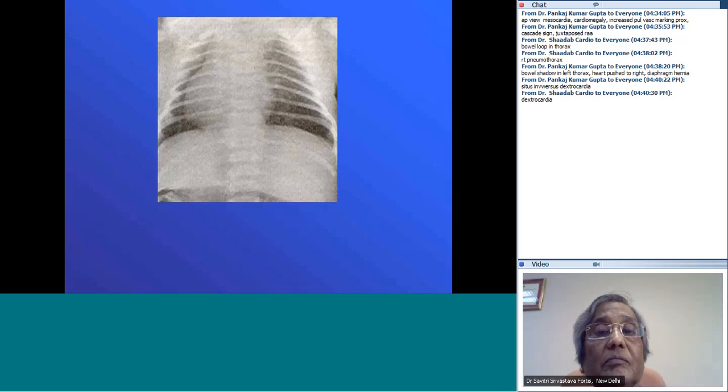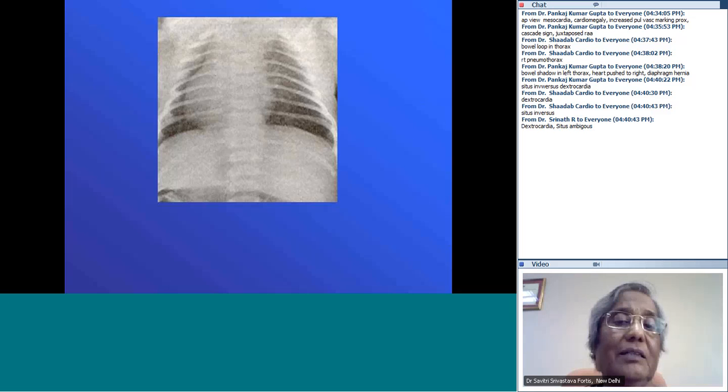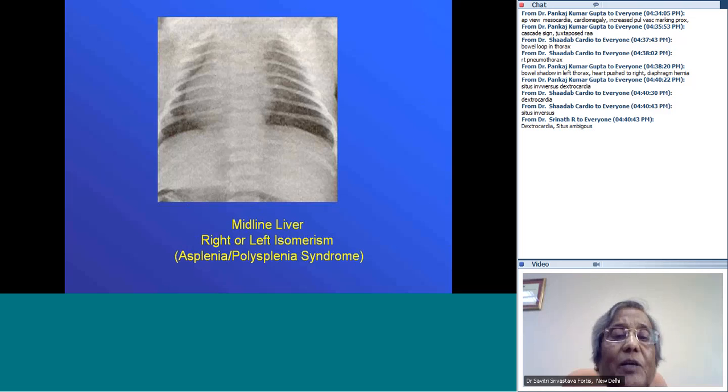Okay, you have not got the main thing. This is all right if the heart is on the right side, but a very important feature which I wanted to highlight was that this is the liver shadow which is in the midline, and then the heart is on the right side. The spotty vasculature.